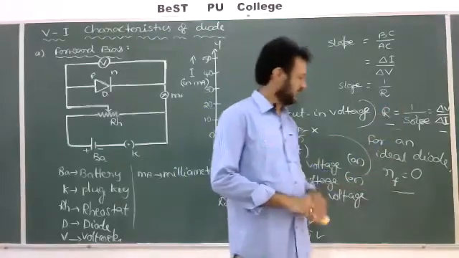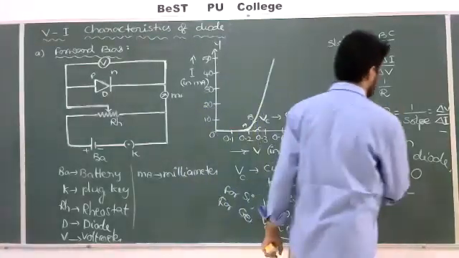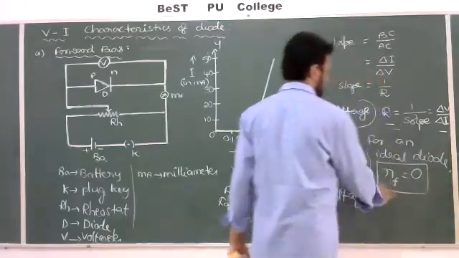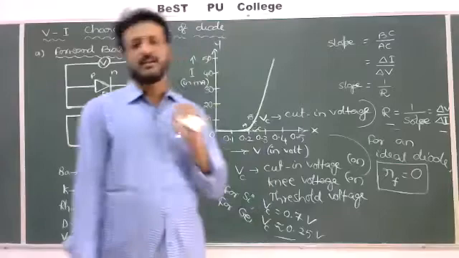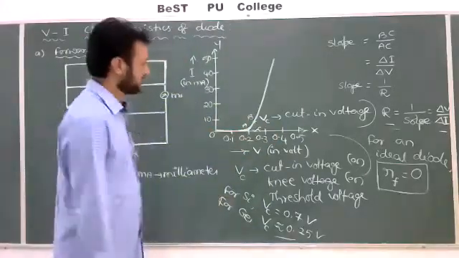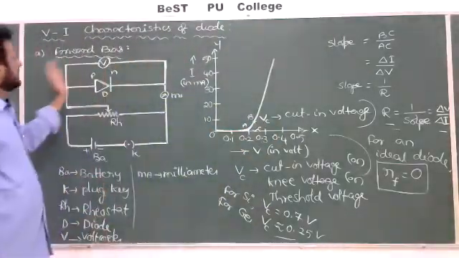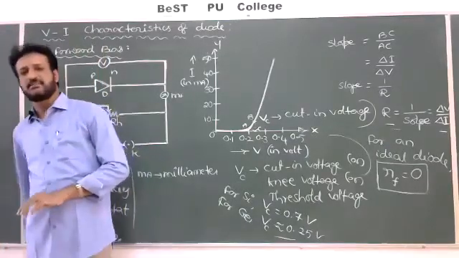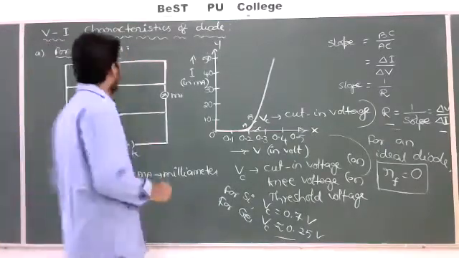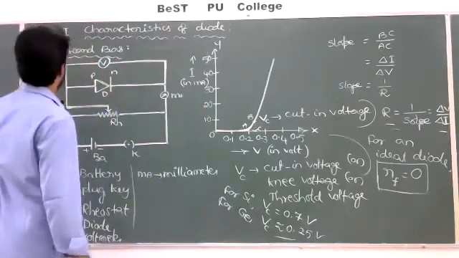That is important. So one more question may be asked: what is the resistance of an ideal diode in a forward bias? That is 0. That is about the diode connected in forward bias and how the voltage and current characteristics will vary. Now we'll go for reverse bias, the second one.